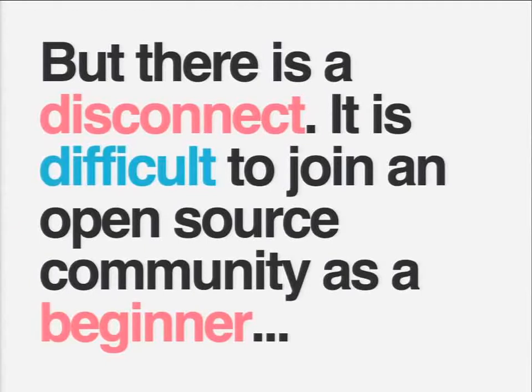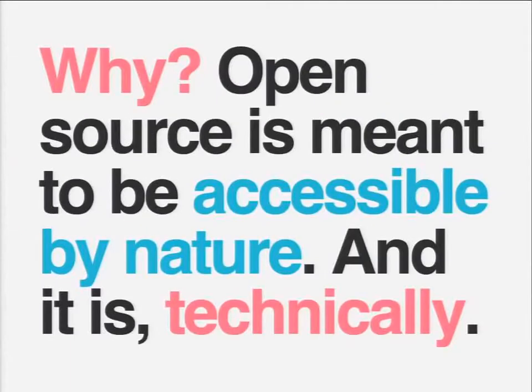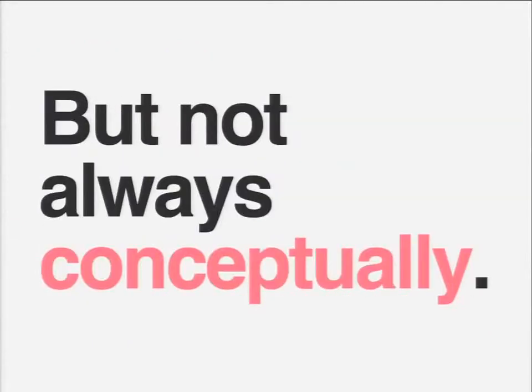It's difficult to join an open source community as a beginner, and it's difficult for an open source community to open itself up to beginners. I think a lot of different open source communities experience this problem, but they don't really know why, and they don't know how that happened or why it happened. And it's confusing, right? Open source is meant to be accessible by nature. It is technically accessible because you can go and find the code for whatever your project is, and use it. But it's not always accessible conceptually.